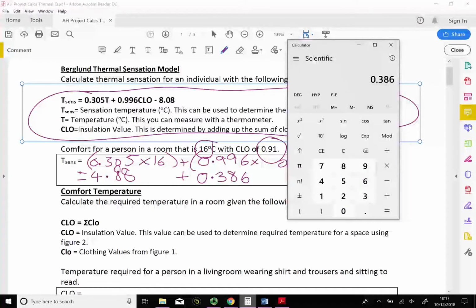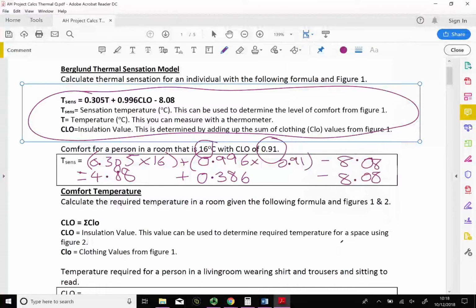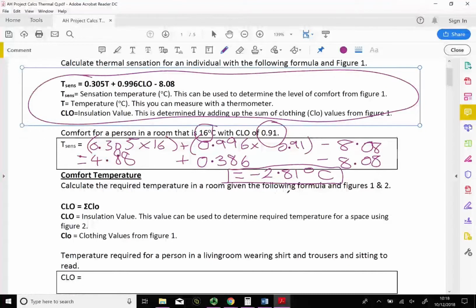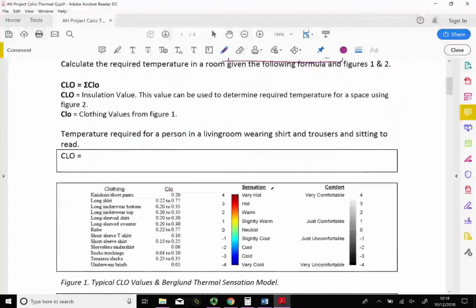So let's finish off this calculation. 4.88 plus 0.386, take away 8.08. That leaves me with minus 2.81. So I'll just put it down here, minus 2.81. So this is in degrees Celsius. So this is our answer. Now imagine, how comfortable do you think that feels if your perception is minus 2.81?